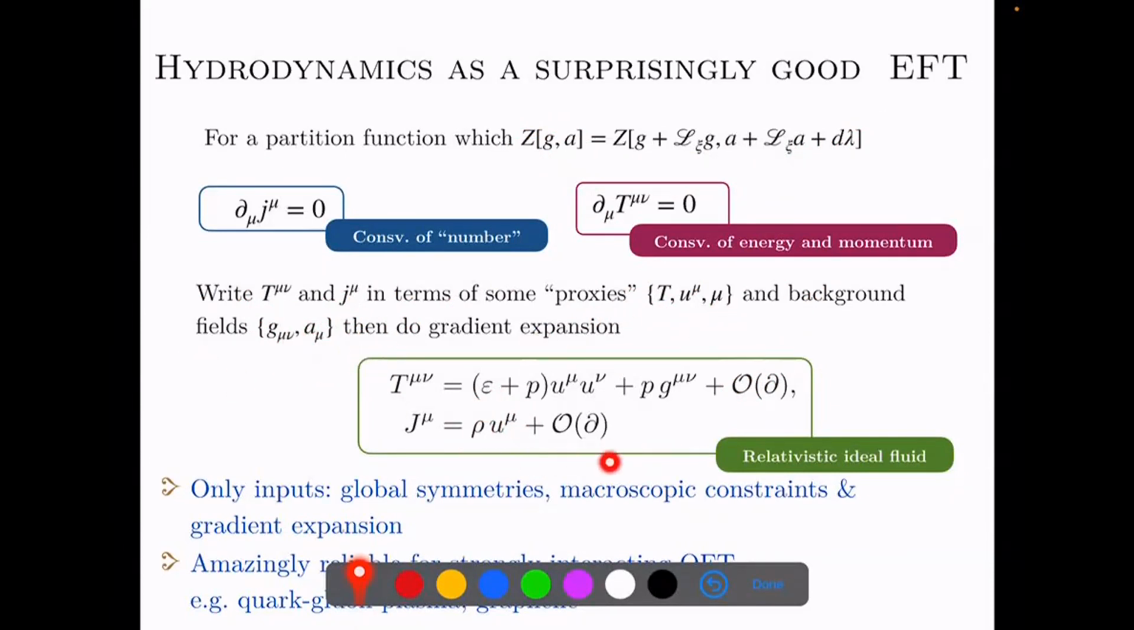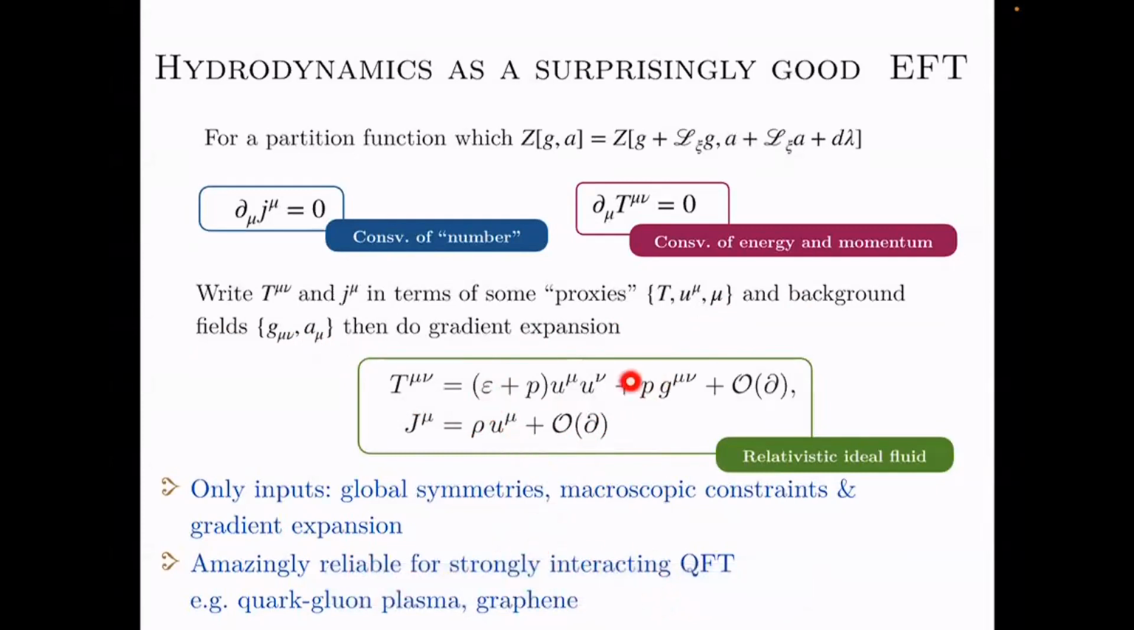Then you do the gradient expansion. You write down every term you can possibly write at each order in derivatives. For example, at zero derivative, these are all the terms that you can write.